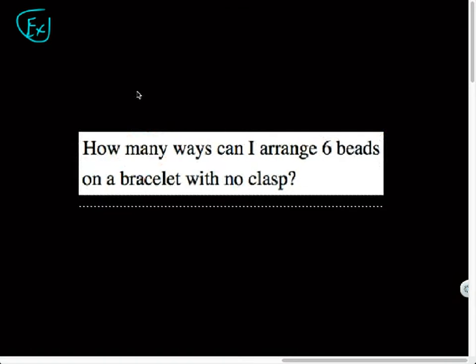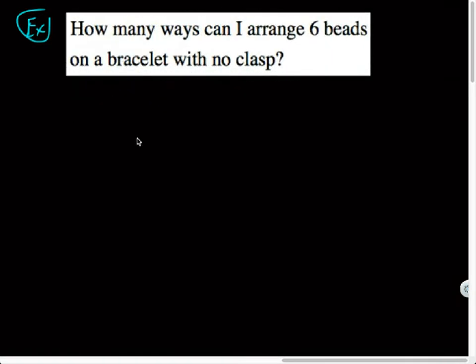So, let's draw a picture of this. How many ways can I arrange 6 beads on a bracelet with no clasp? Also notice that there's no implication that there's any repetition amongst those beads. So let's say I've got beads of different shapes. I'm running out of shapes, guys. Oh, maybe I could draw a house-looking bead. Diamond. Oval. How about trapezoid? That's no good, because I already had a parallelogram.